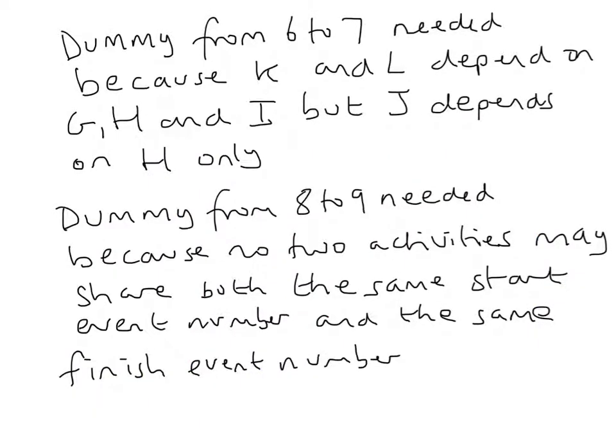In part B, the dummy from 6 to 7 is needed because K and L depend on G, H and I, but J depends only on H. The dummy from 8 to 9 is needed because no two activities may share both the same start event number and the same finish event number.